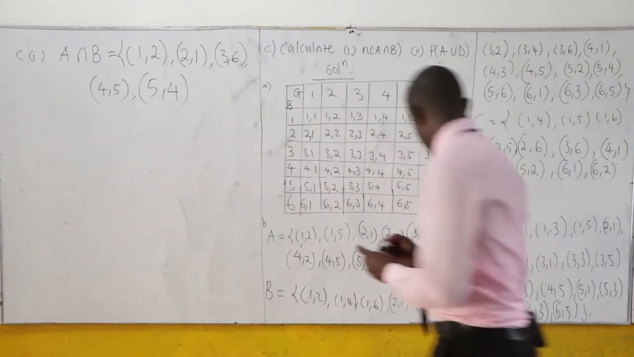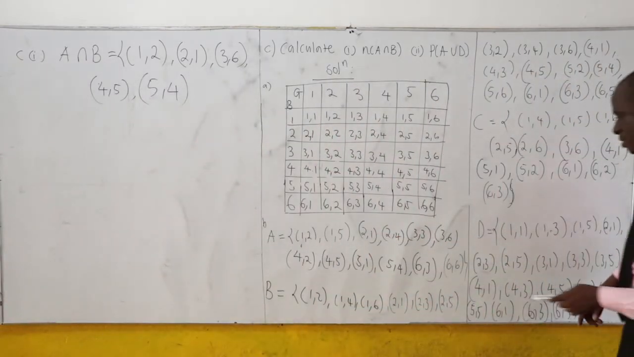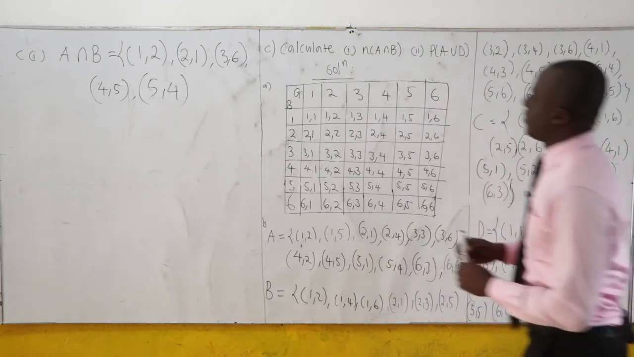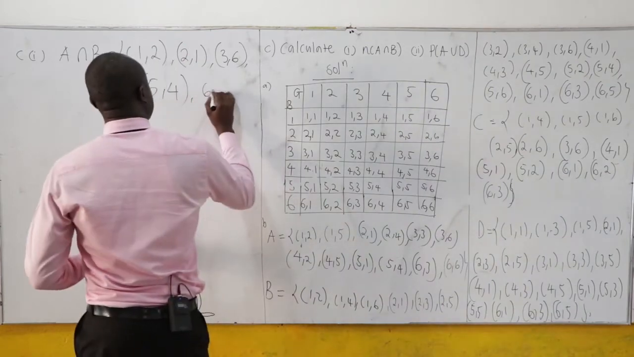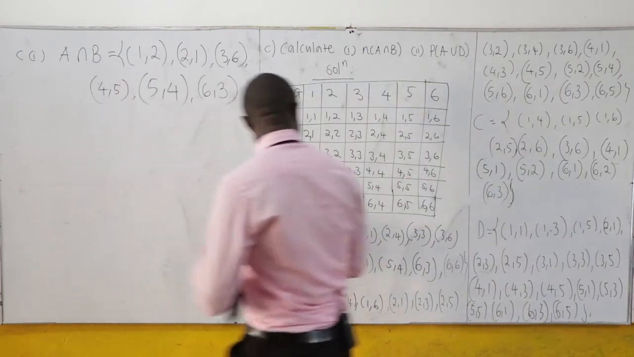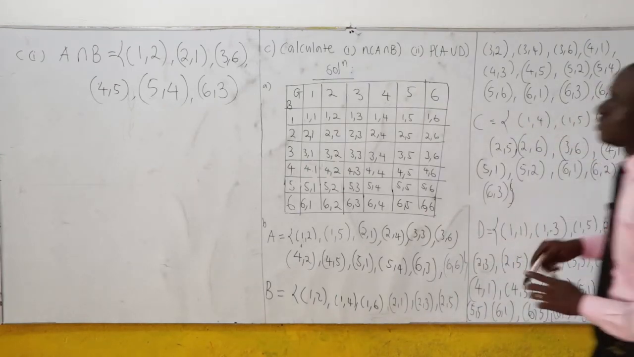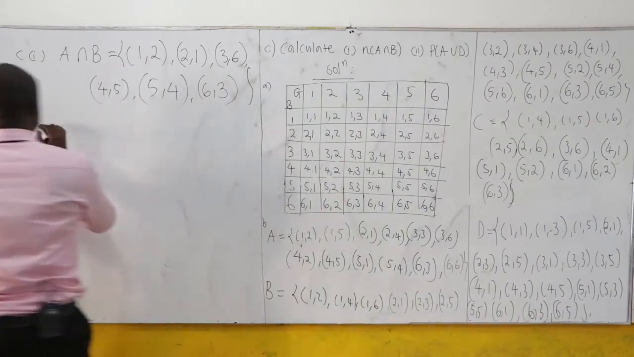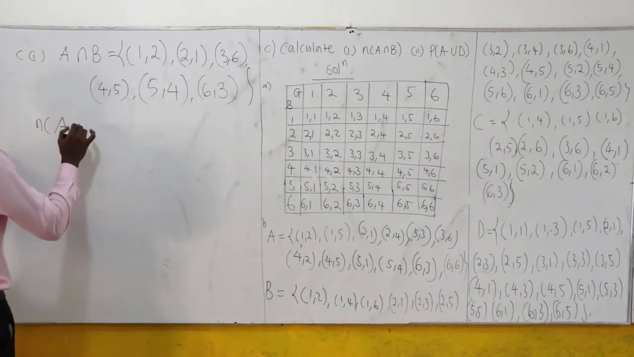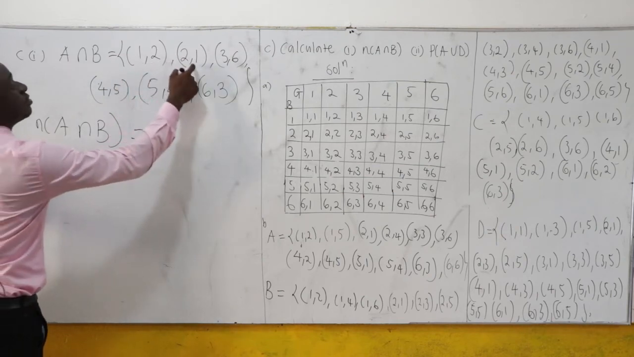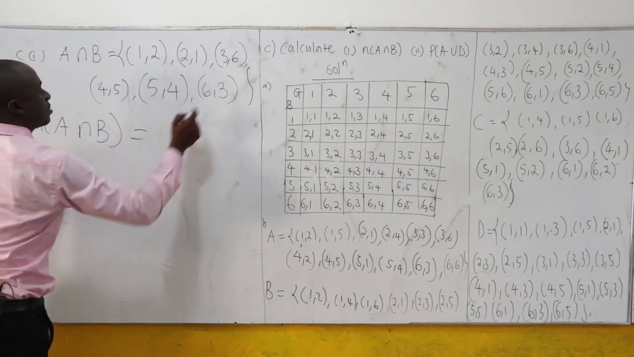Then you have 6, 3. Do you have 6, 3 here? Yes, there's 6, 3 there. So you have to come out with all the elements which are common, the same. 6, 6. Do you have 6, 6 here? No, we don't have 6, 6. So the number of elements in A intersection B, how many? 1, 2, 3, 4, 5, 6.